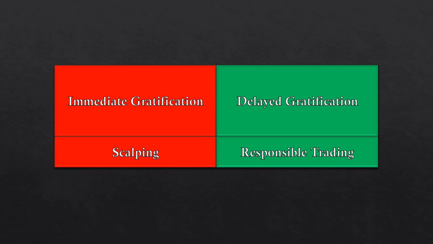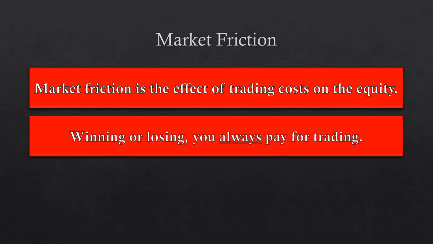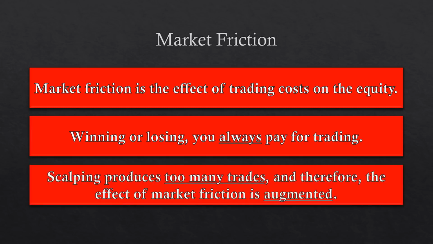Let's talk about the other technical problems of scalping. The first one is called market friction. Market friction is the effect of trading costs on the equity curve. No matter if you win or lose a trade, you are always paying spreads or commissions. In scalping, traders will produce too many trades, so the effect of market friction becomes augmented. When you add the fact that scalpers go after small rewards, the problem becomes even greater. The ideal scenario is the opposite of what scalpers do. You should seek to trade with less frequency while aiming for larger rewards if you want to diminish the effect of market friction.